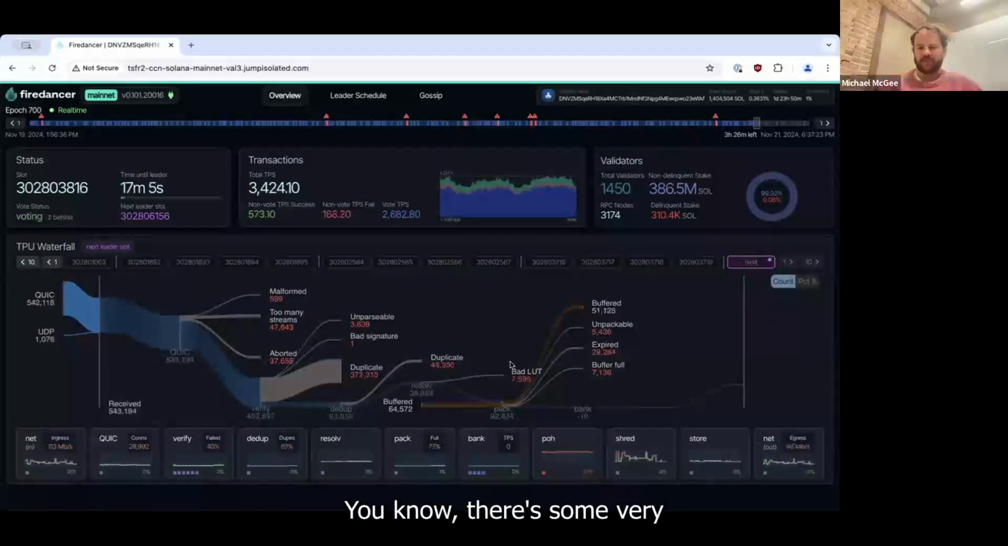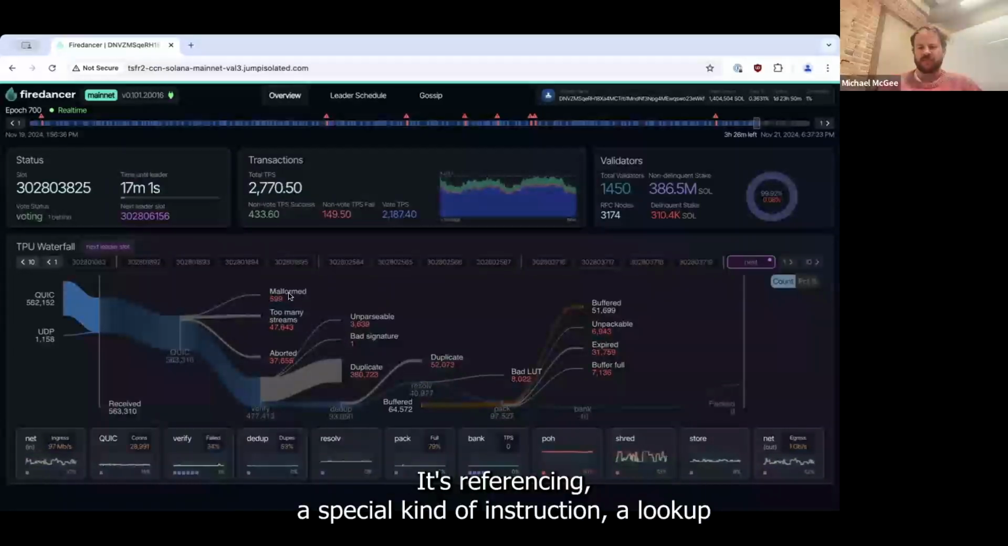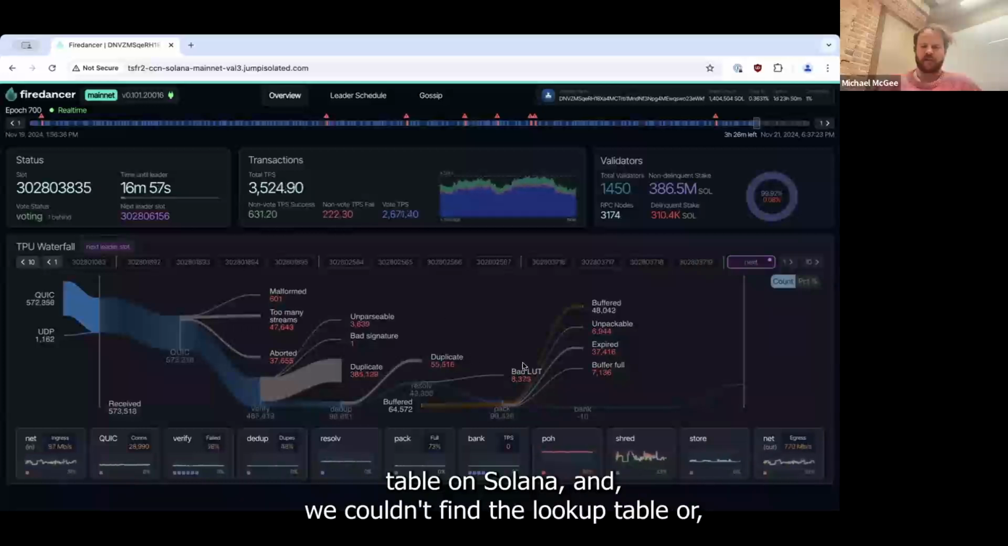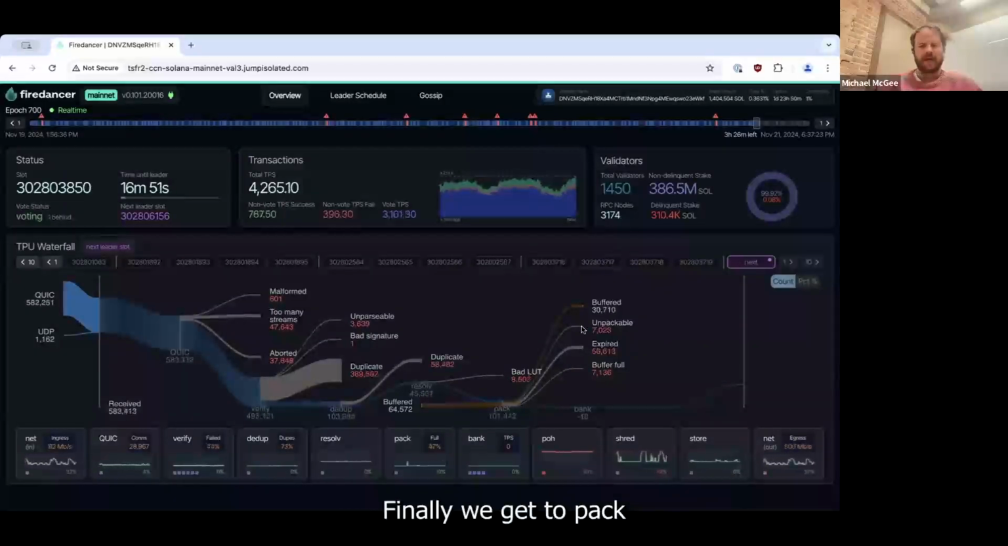There's some very unique cases here, bad LUT. This is kind of like a malformed transaction. It's referencing a special kind of instruction, a lookup table on Solana, and we couldn't find the lookup table, or there was an error with the lookup table. Finally, we get to pack.